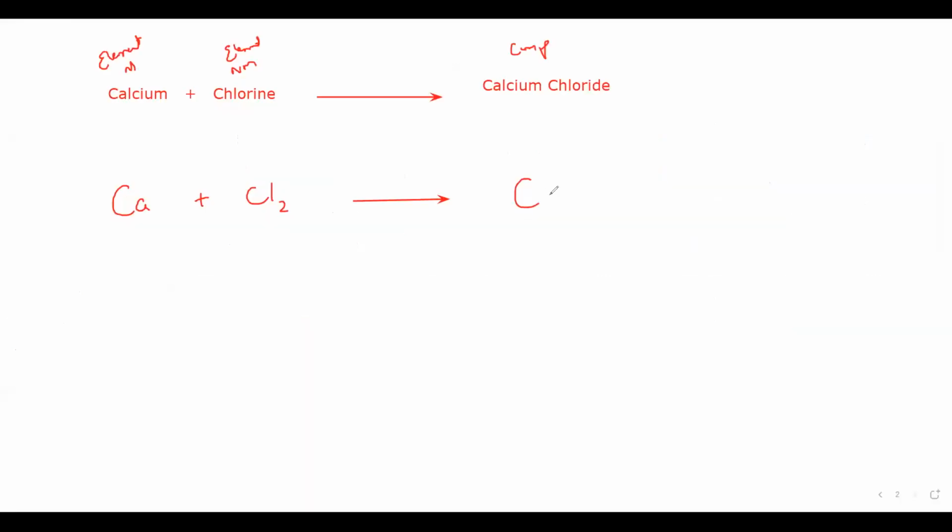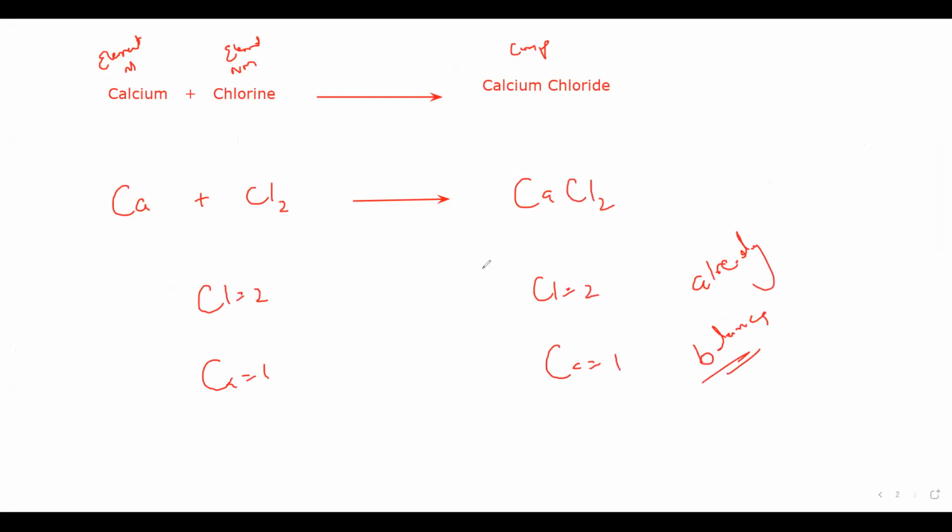So the formula here will be CaCl2. When you check this equation, on the left hand side you have 2 chlorine, on the right hand side 2 chlorine. On the left hand side 1 calcium, on the right hand side 1 calcium. So some equations are already balanced when you complete them. So in this equation you don't have to put any number because it is already balanced. Is this example clear?